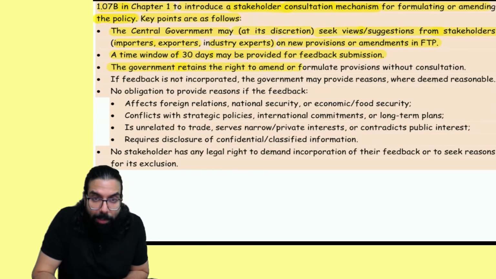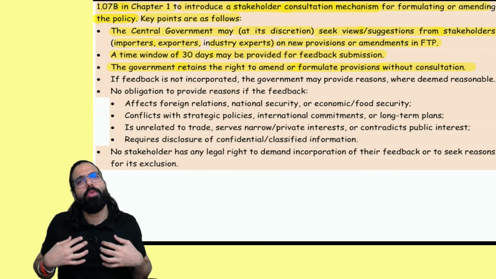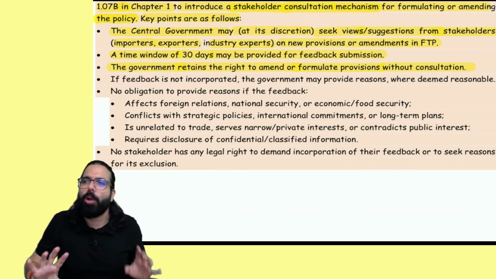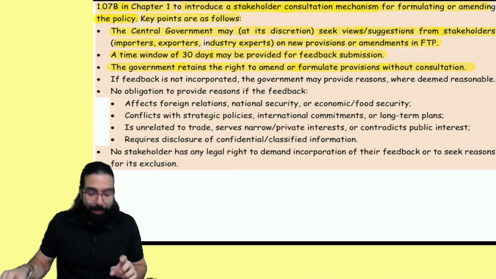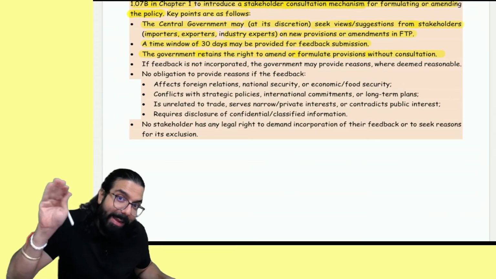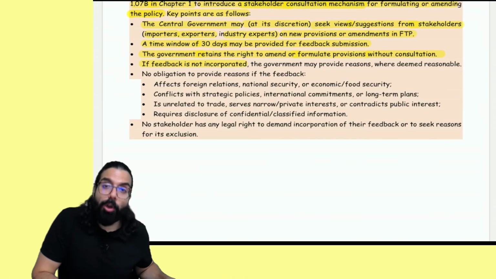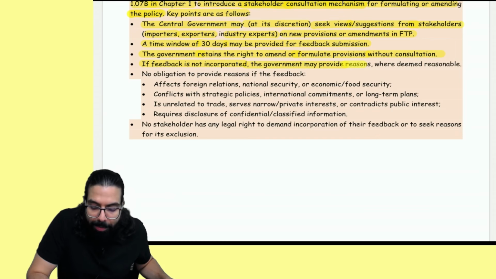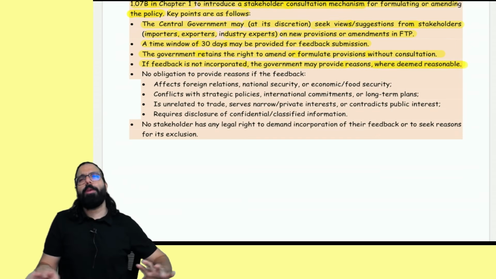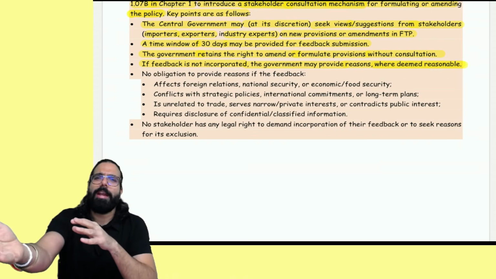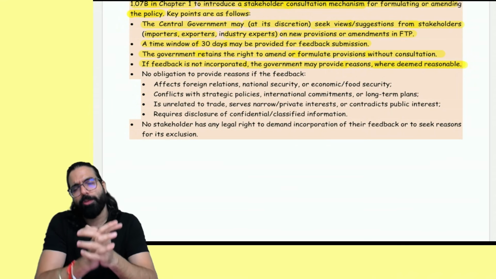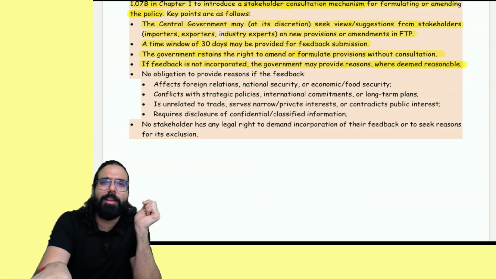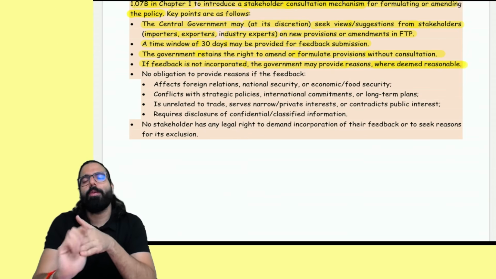The government retains the right to amend or formulate policy provisions without consultation. If government wants to do any changes in the foreign trade policy, it need not mandatorily take their views. If government wants, it can take the views; if it doesn't want, it will not. If feedback is taken but not incorporated, the government may provide reasons where deemed reasonable. For example, government says in the foreign trade policy we want to make changes, and industry people suggest. Government can take those views or might not. If government takes them, very good. If not, then government will give a reasonable reason why it did not take those views.